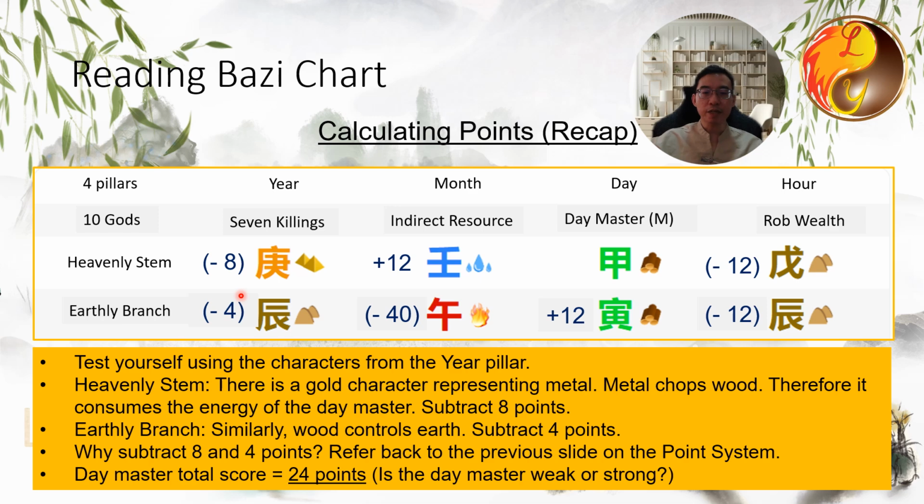Why subtract 8 and 4 points? Refer back to the previous slide on the point system. The day master total score is 24 points. So is the day master weak or strong?